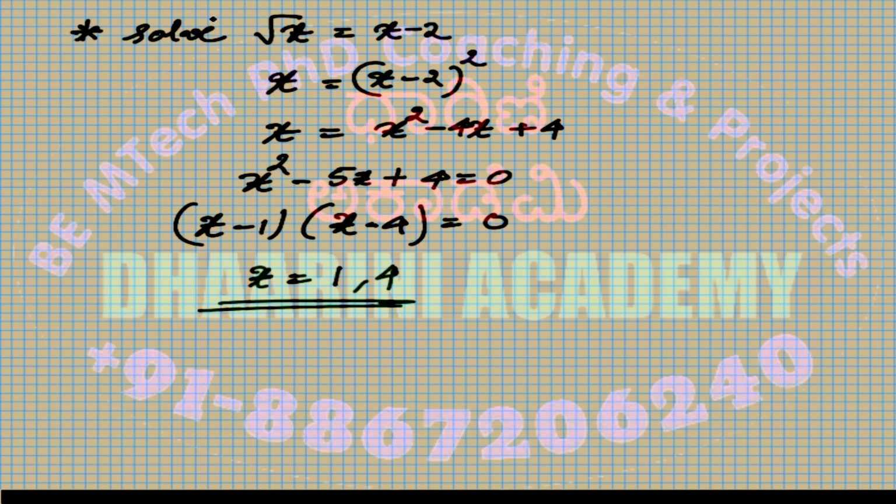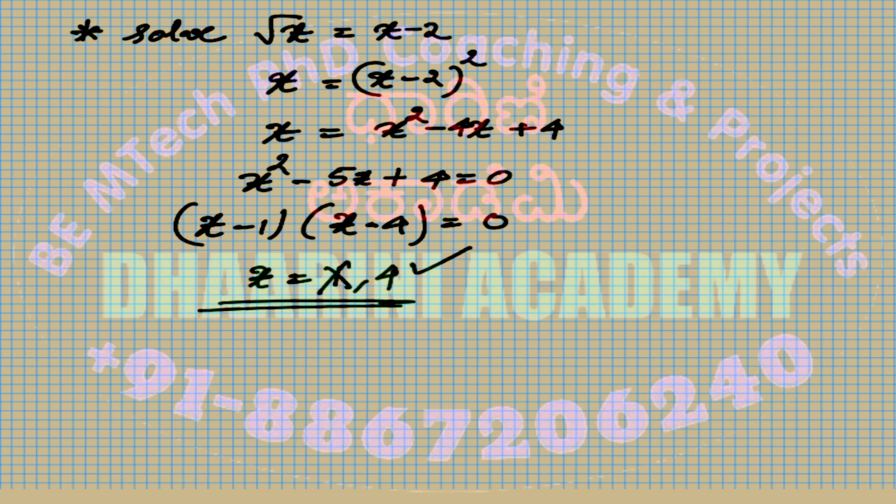I just have to check whether it satisfies or not. So when I put 1 over there, root of 1 is equal to 1, but the right side is 1 minus 2, which is minus 1. So it may not be the proper answer. So put 4 over there. So root 4 is 2. Right hand side is 4 minus 2, that is equal to 2. So actually in this case, you will neglect 1 and you select only 4. Only one right answer in this case, though you have two roots to the equation. Next question.